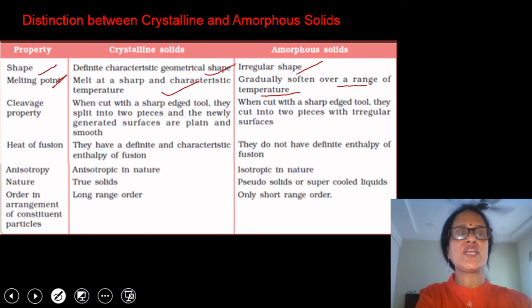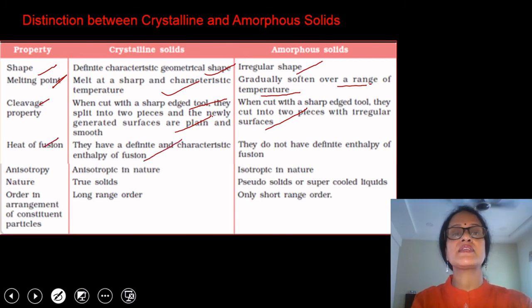Next property is the cleavage property. Crystalline solids, when cut with a sharp edge tool, split into two pieces and the newly generated surfaces are plain and smooth. But if amorphous solids are cut with a sharp edge tool, they cut into two pieces with irregular surfaces. Next point is heat of fusion. Crystalline solids have a definite and characteristic enthalpy of fusion, but amorphous solids don't have a definite enthalpy of fusion.